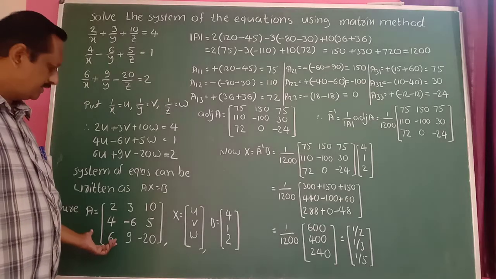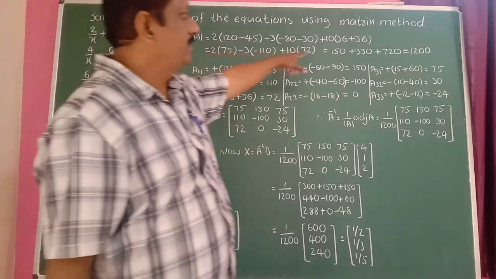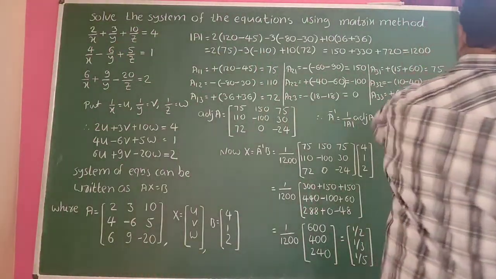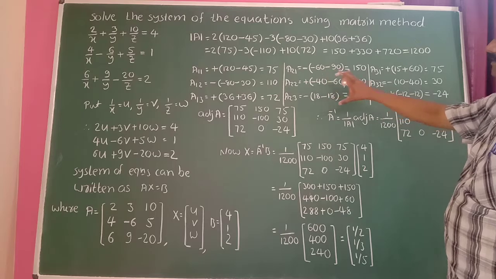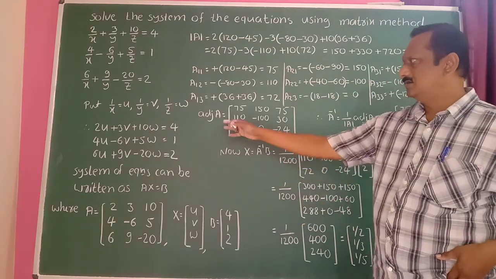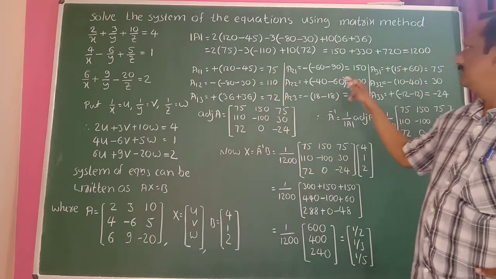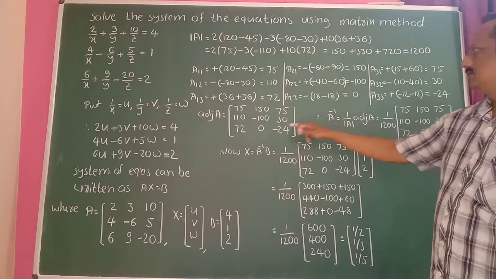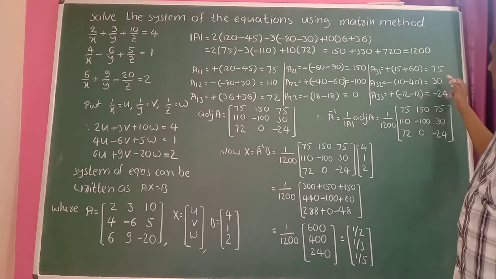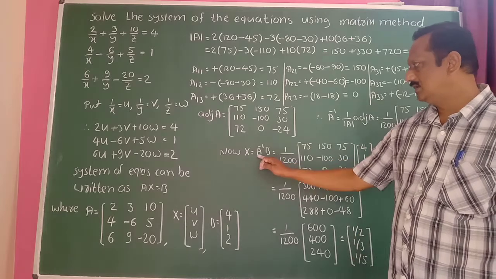Find the determinant of A. So calculate here, it gives 1200. And these are all the cofactors of each element of the matrix. Therefore, the adjoint of A is: 25, 110, 72 first column; 150, minus 100, 0 second column; 75, 30, minus 24 third column elements. Then X is equal to A inverse into B.